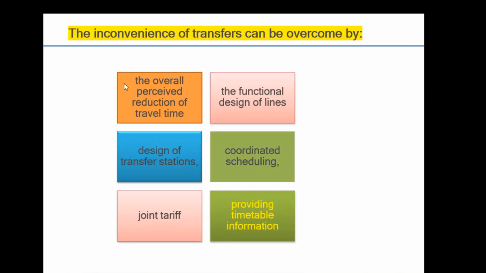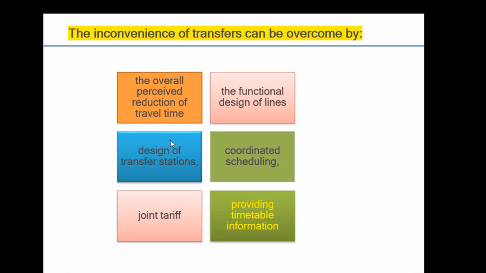Now the next question is how we can reduce the inconvenience of transferring from one line to another line. For that purpose, we need to understand these six points. The first one is a term called perceived time. We will also try to understand that one. We will try to understand how we can design the function of different lines, how we can design the transfer station, and how we can come up with coordinated scheduling.